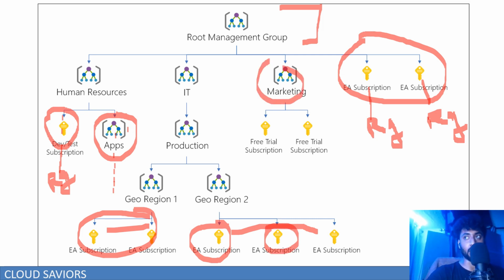Now the marketing one, again the same thing. It has 2 subscriptions, so you cannot create any further hierarchy in the form of management groups or subscriptions. You can only create resource groups or resources.